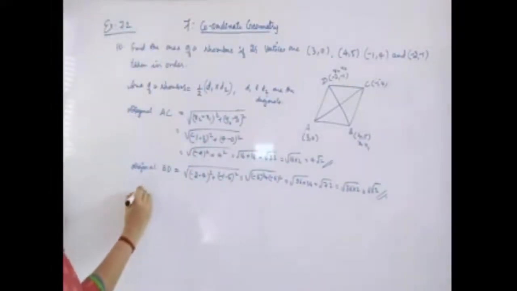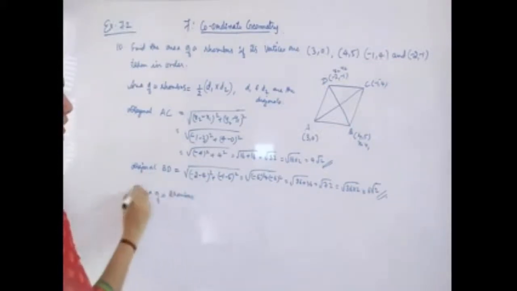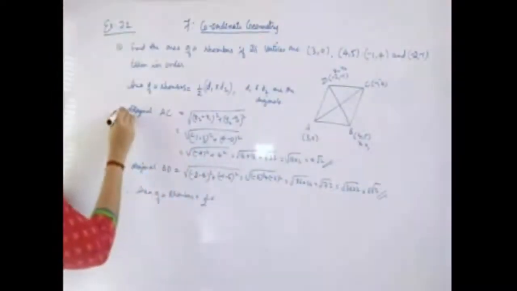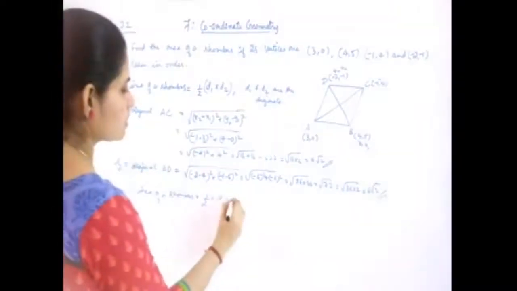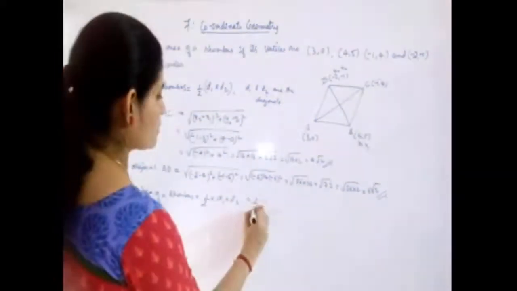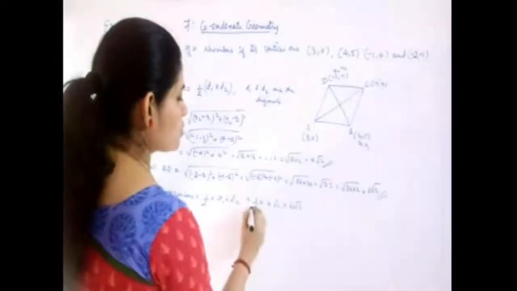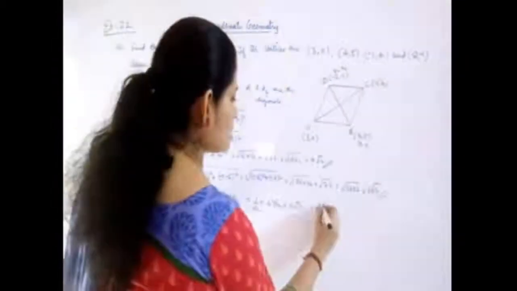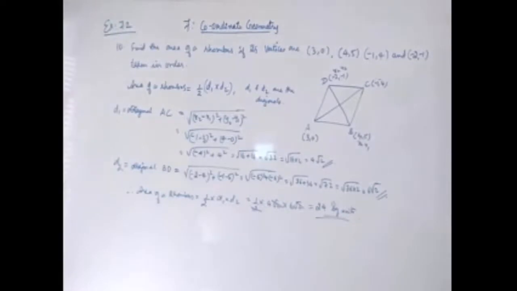Now what is the demand? To find the area of the rhombus. Therefore the area of the rhombus is equal to half into D1 into D2, where this is taken as D1 and this is D2. That is half into 4 root 2 into 6 root 2. The 2 and the 2 cancel, and root 2 into root 2 is 2. So you are getting 24 square units as the area of the rhombus.